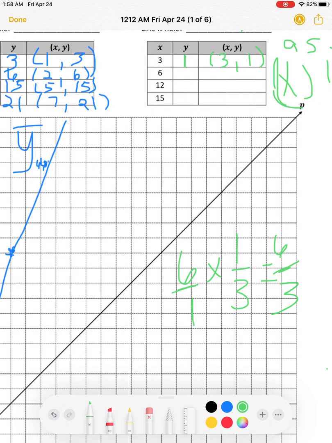All right, if I had 6 sticks and I divided them into groups of 3, now how many groups do we have? 2. Very good. 6 divided by 3 equals 2. So that means that when x is 6, y equals 2. And don't forget to add your coordinate pair. Open parentheses 6, comma, 2, close parentheses.